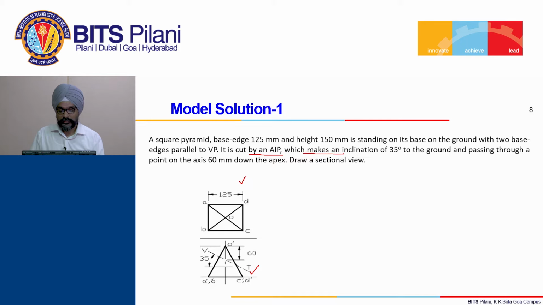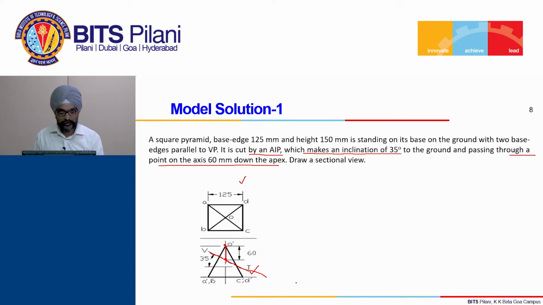Okay, so the auxiliary inclined plane making an angle of 35 degrees, passing through a point on the axis 60 mm down from the apex. So what we can draw from here is the 60 mm, and then from here we can draw a line at 35 degrees to the ground. So that is the first step you have to carry out.